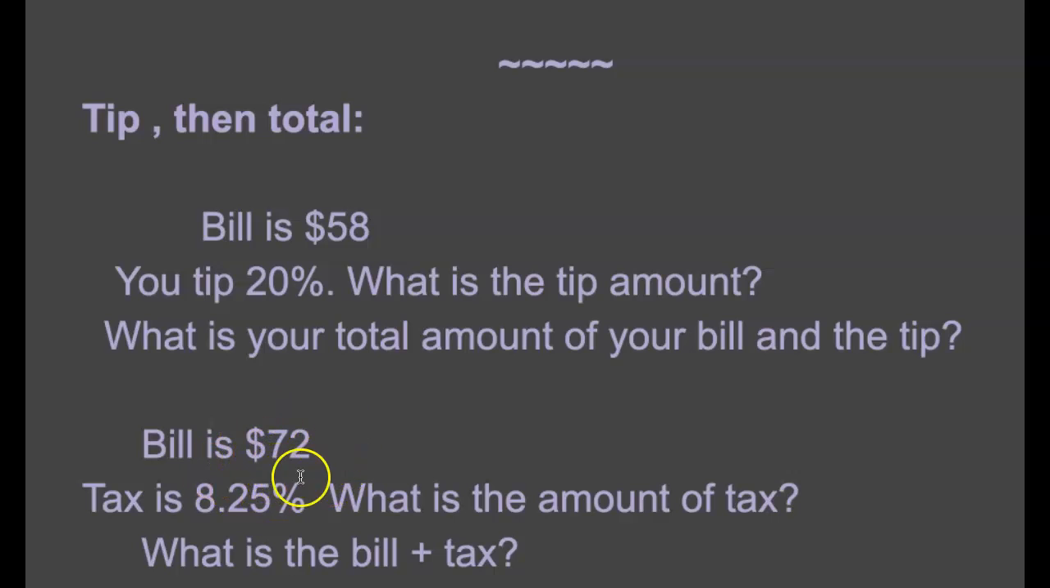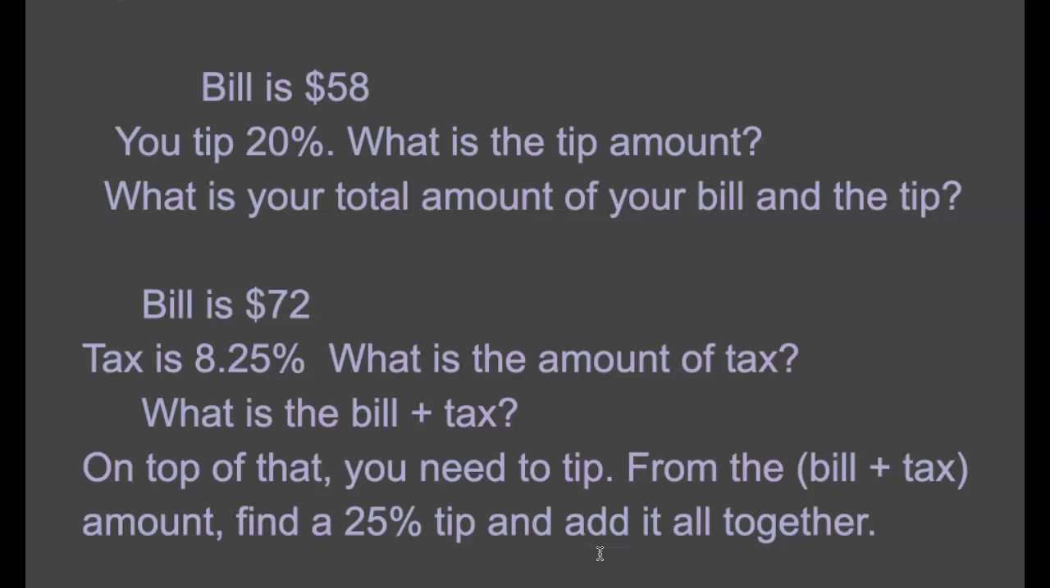Next, you have a bill that's $72. Tax is 8.25%, so find the amount of the tax. And what is the amount of the bill plus the tax? Now, using that number, we're going to tip. So we're using this answer right here, find a 25% tip, and add it all together on how much money you need to leave at the table.